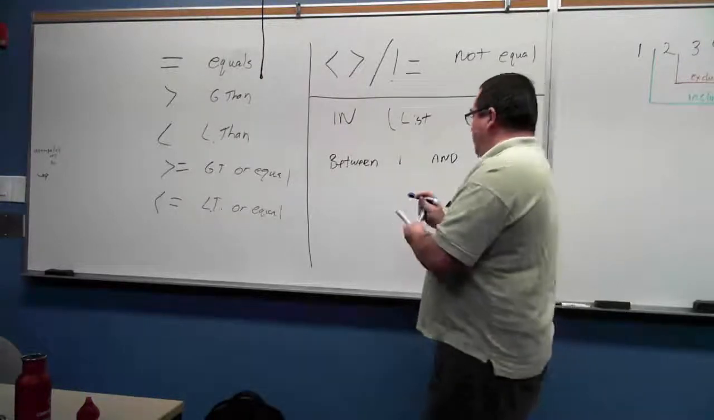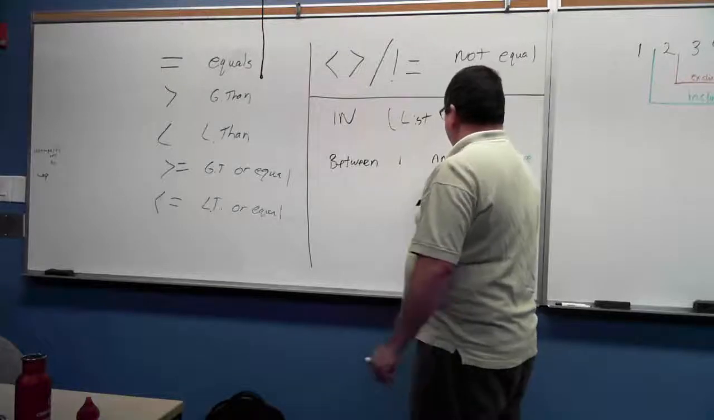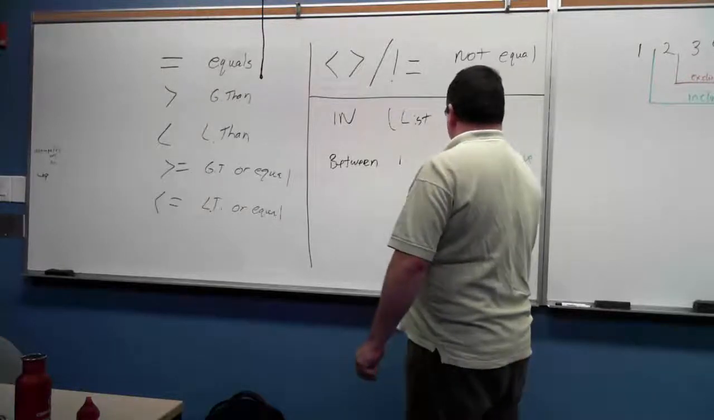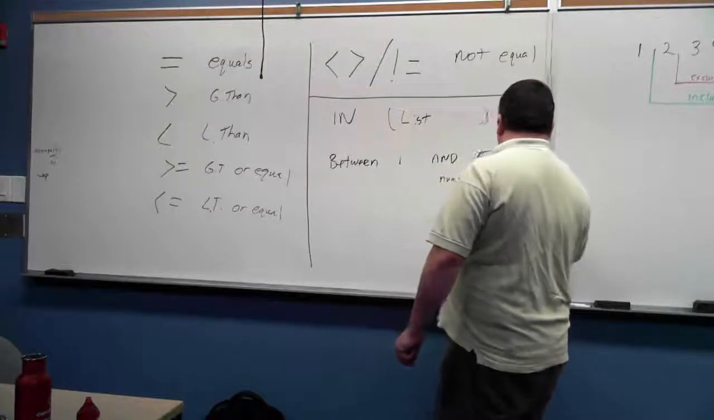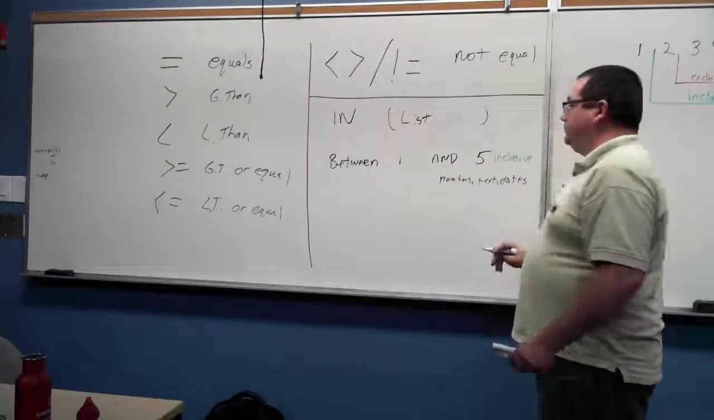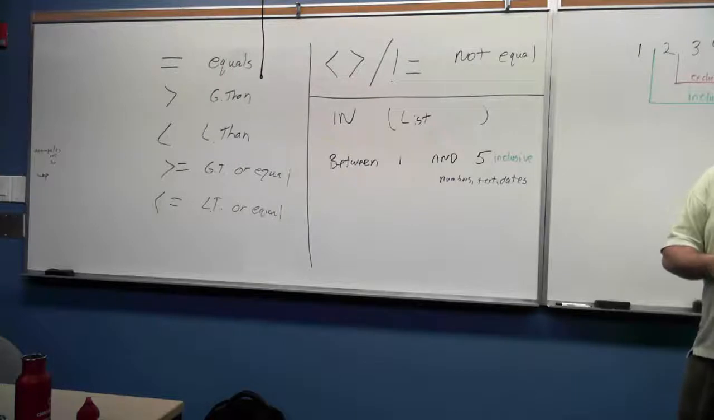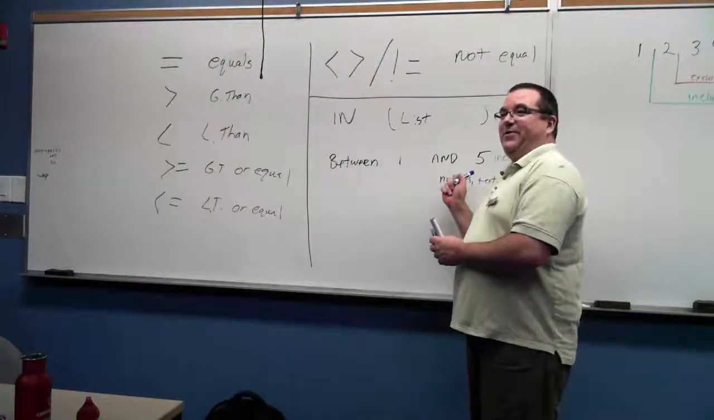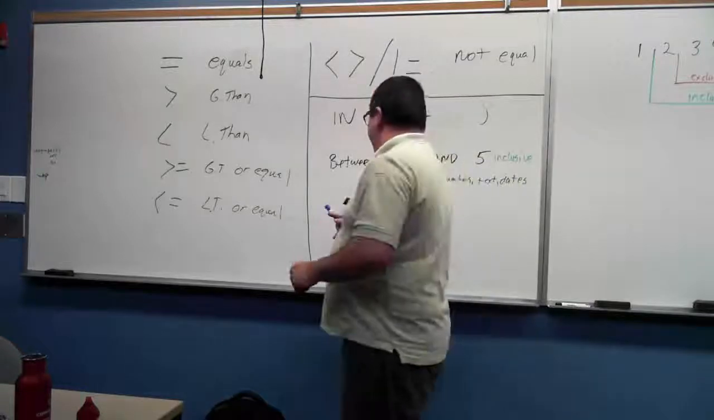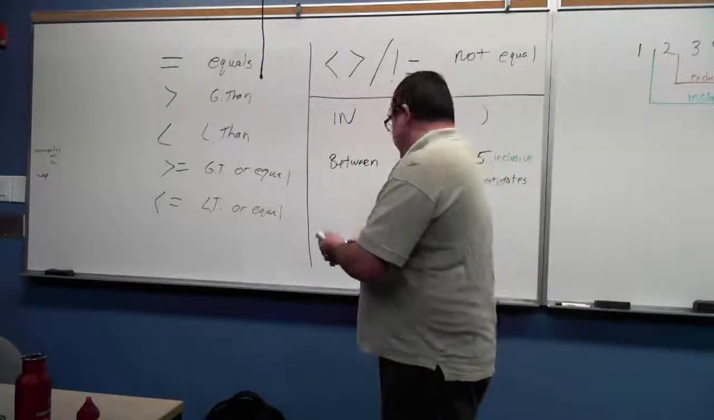Between works with numbers, text, and dates. In other words, it works with all data types. It doesn't work with Booleans. Between true and false. There's only, yeah, I'm not even going there.